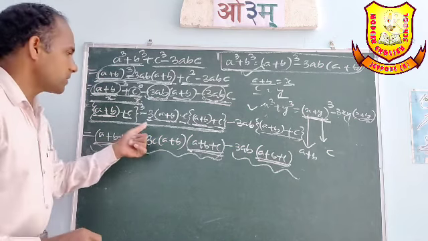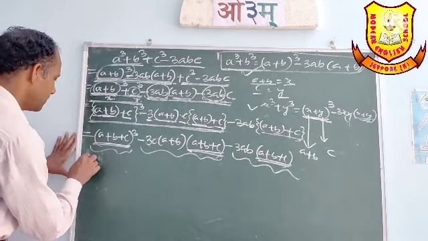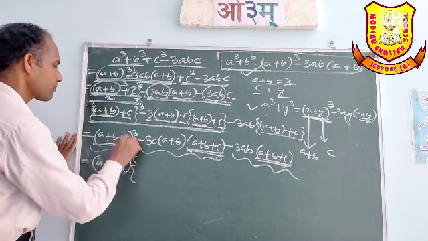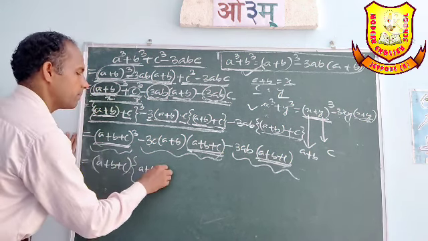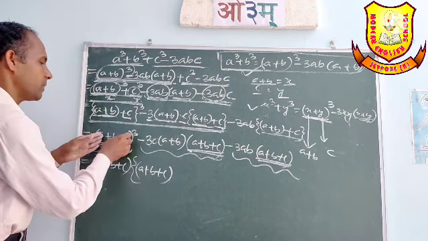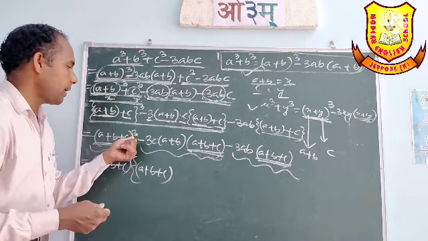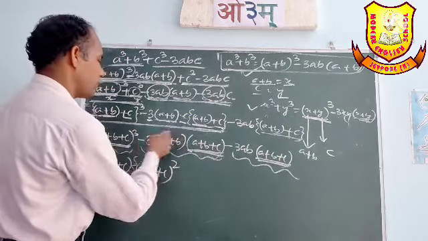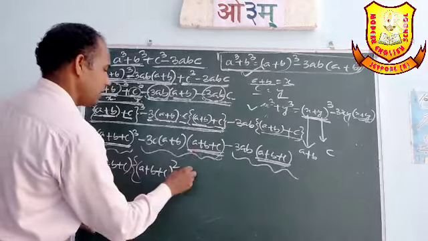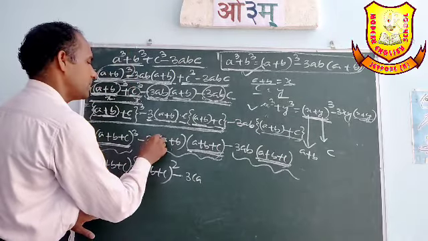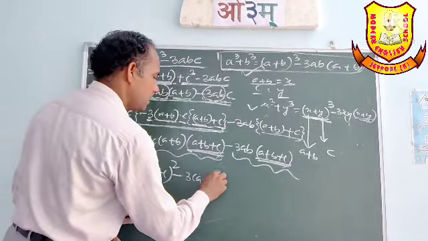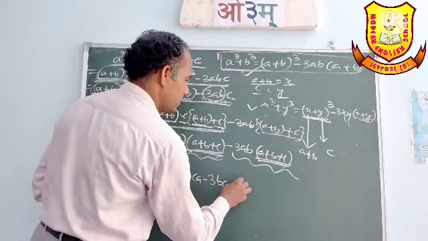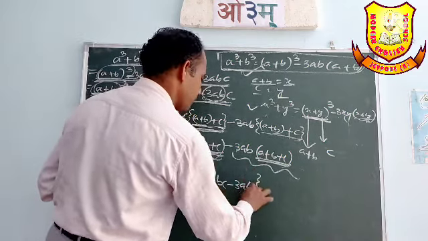So a plus b plus c you can take common. (a plus b plus c) whole into, a plus b plus c taken common, what is left? (a plus b plus c) whole square. Now this one is taken common, what is left? Minus 3ca, minus 3cb, that is minus 3bc, and here minus 3ab. Clear?